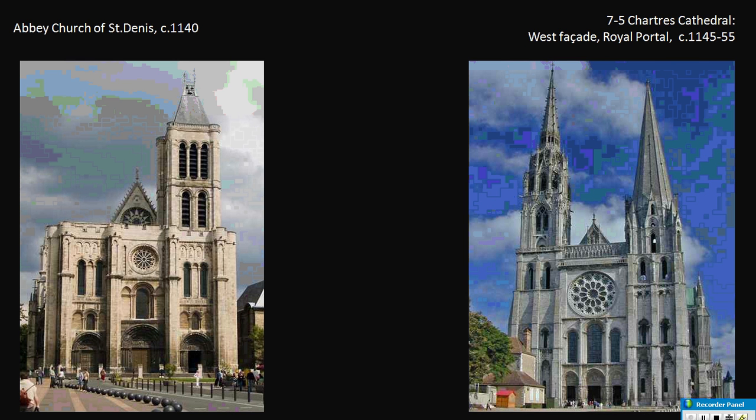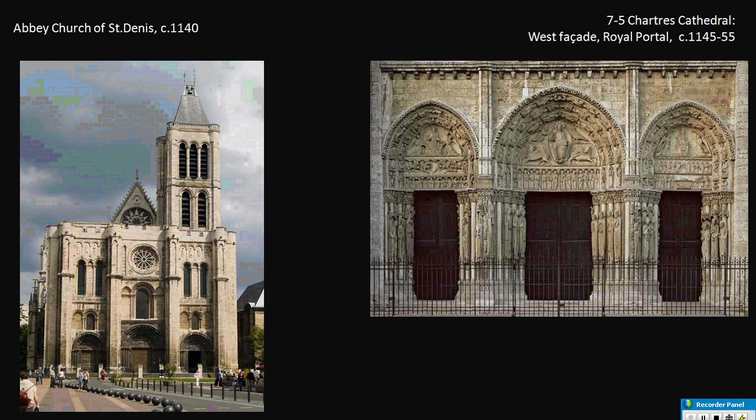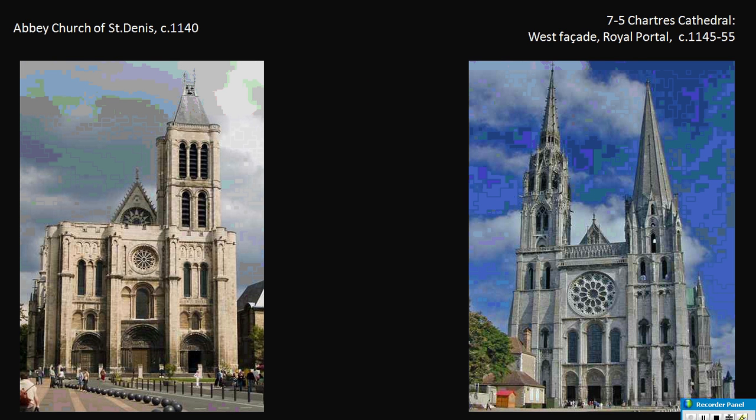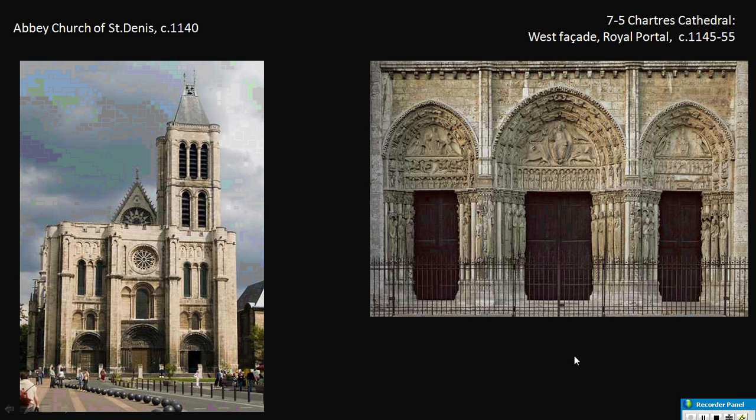And for most of the rest of the class, we're going to be looking at Chartres Cathedral, which is one of the best preserved examples of Gothic architecture. Here's the doorway. So go back, just here. All three doors lead to the center part of the church. And here's a detail of it.